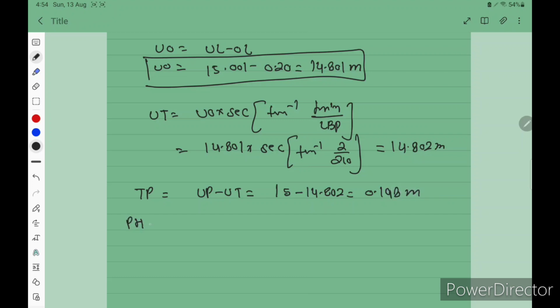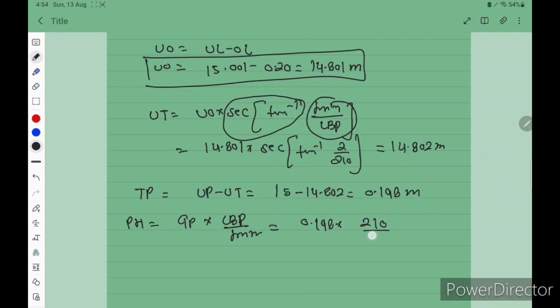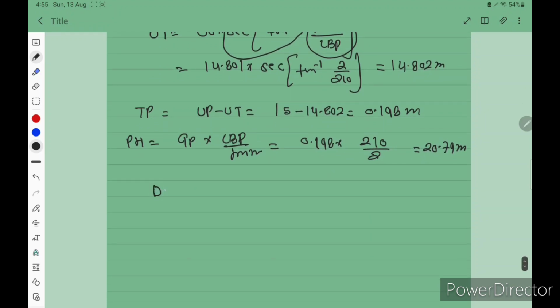We know TP, so we can find out pH. pH is equal to TP into LBP by trim; before we were using trim by LBP, just remove this formula and substitute it. So 0.198 into 210 divided by 2. So we get 20.79 meters. Now DH is equal to A plus pH. A is already given in the question, 3 meters out of the bulkhead, plus we already calculated pH. So we get DH, 23.79 meters.